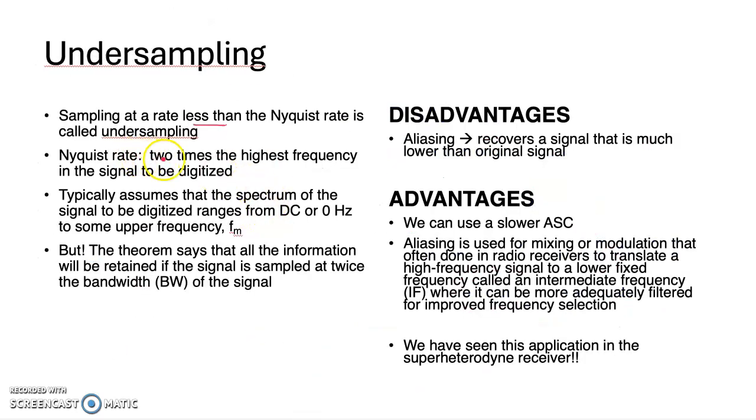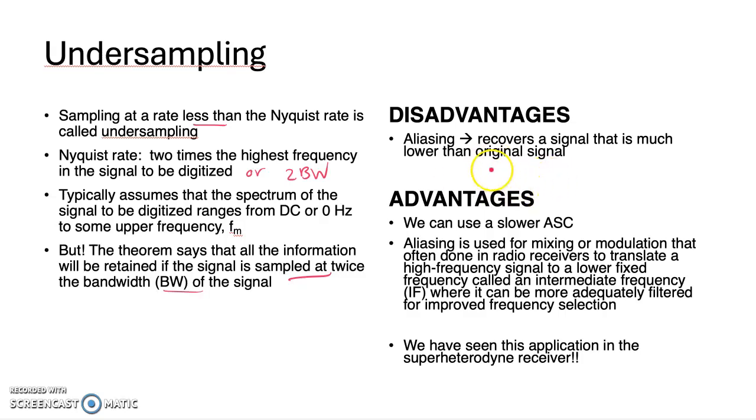So the Nyquist rate tells us that the sampling rate needs to be 2 times the highest frequency in the signal to be digitized, or twice the bandwidth. This typically assumes that the spectrum of the signal to be digitized ranges from DC of 0 Hz to some upper frequency FM. But the Nyquist theorem also tells us that the signal to be transmitted can retain all of its information if it is sampled at twice the bandwidth of the signal.